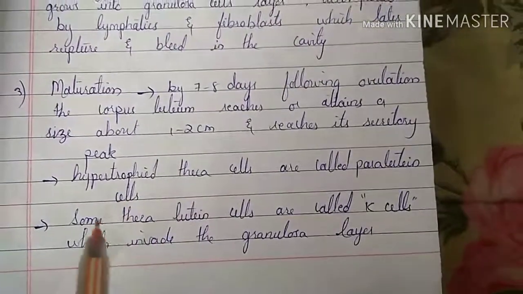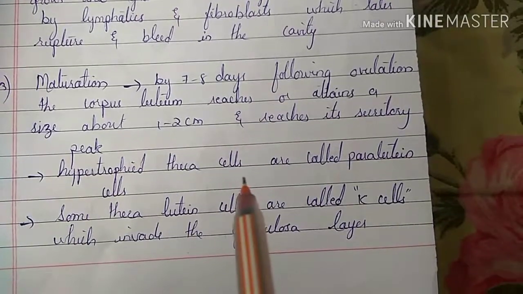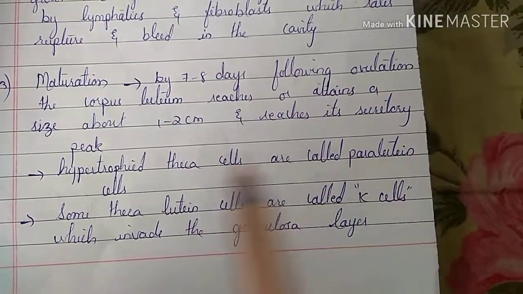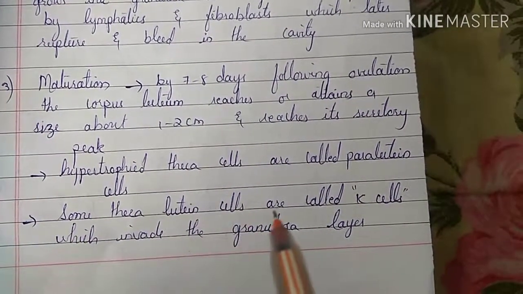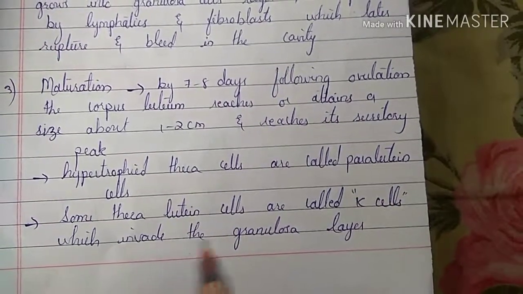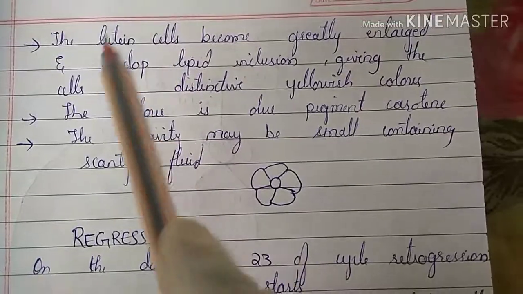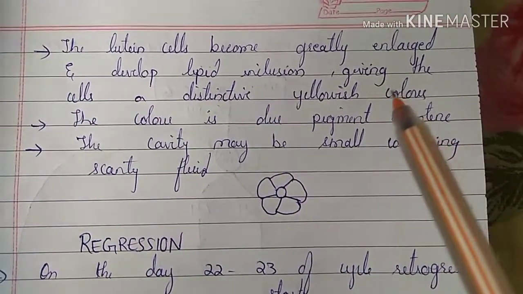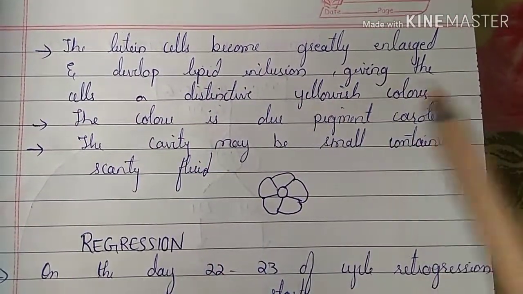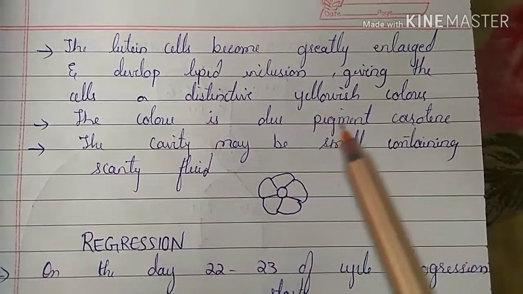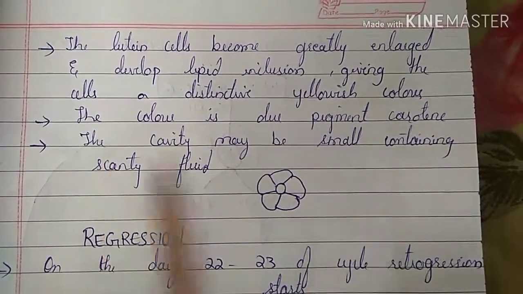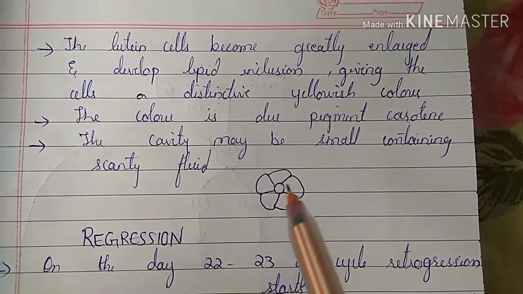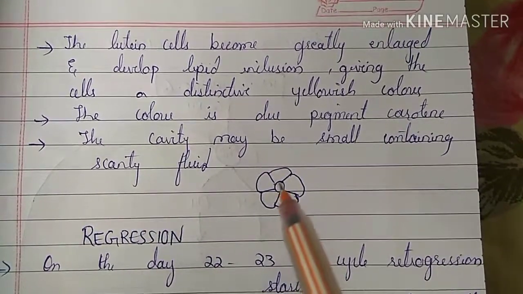Here there is hypertrophy of the theca cells, and that is called paralutein cells. Some theca lutein cells are called K cells, which invade the granulosa layer. The lutein cells become greatly enlarged and develop lipid inclusions, giving the cell a distinct yellowish color. The color is mainly due to the pigment carotene. The cavity may be small and contain a scanty amount of fluid.